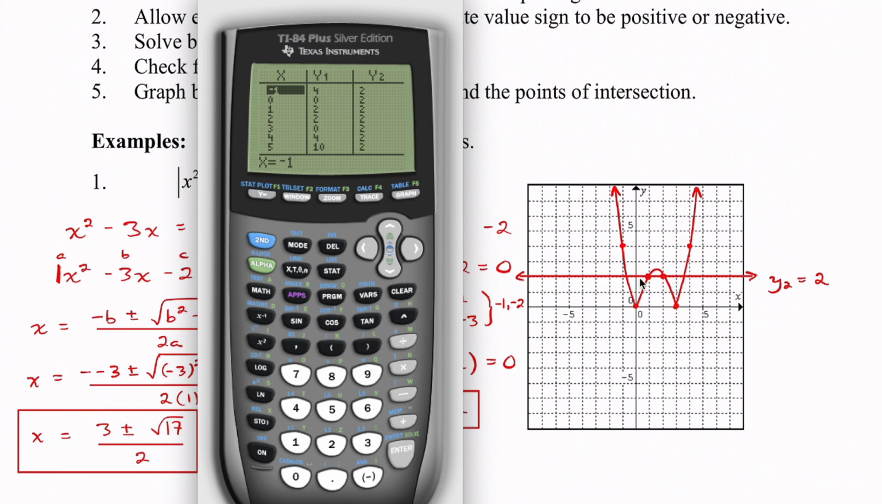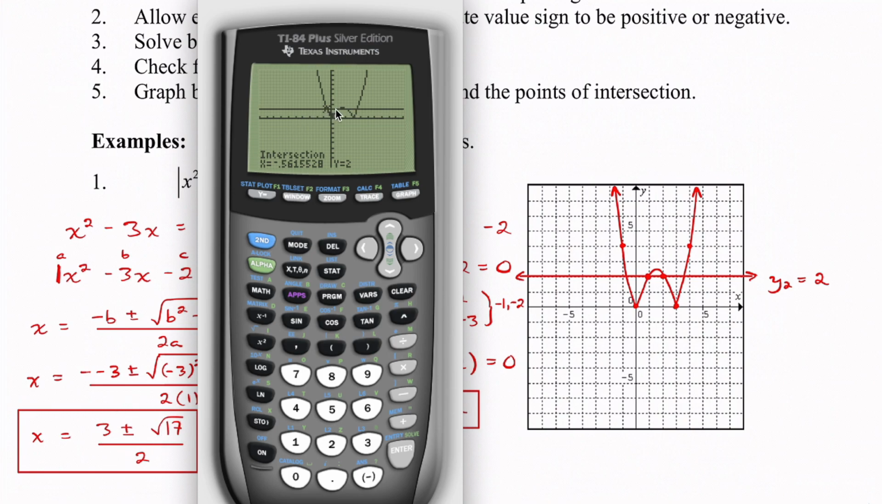And if you wanted to find where those points are, you could click second, trace, and then intersect is number 5. So we can click number 5. And we're just going to do the first one. So move closest to that left point. We can click enter. And then the second curve, we're also close to the point, so we can just click enter. And then one more time for it to guess. And then we've got this decimal right here. This is going to be one of these solutions.